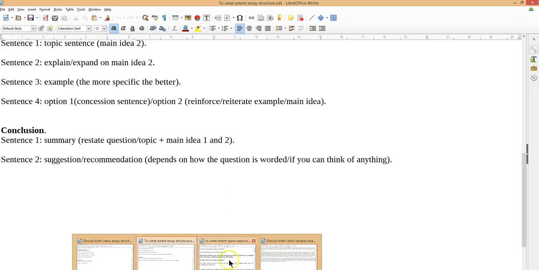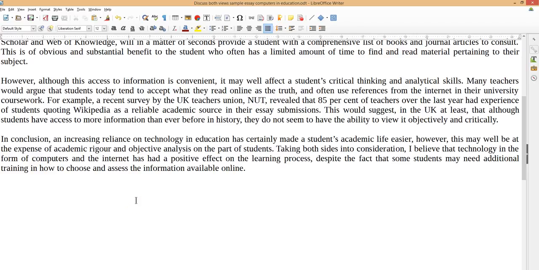So let's go back to the essay. So, in conclusion, an increasing reliance on technology in education has certainly made the student's academic life easier. However, this may well be at the expense of academic rigor and objective analysis. Taking both sides into consideration, I believe technology in the form of computers and the internet has had a positive effect on the process of learning, despite the fact that some students may need additional training in how to choose and assess information available online.